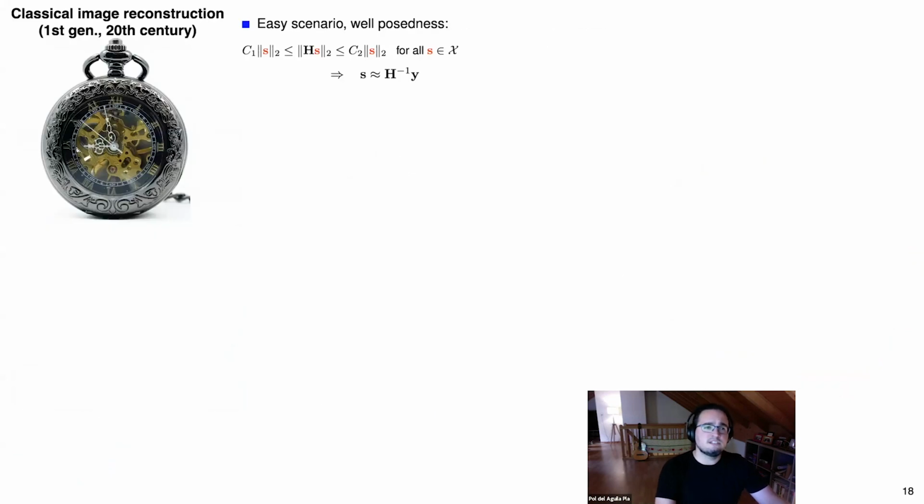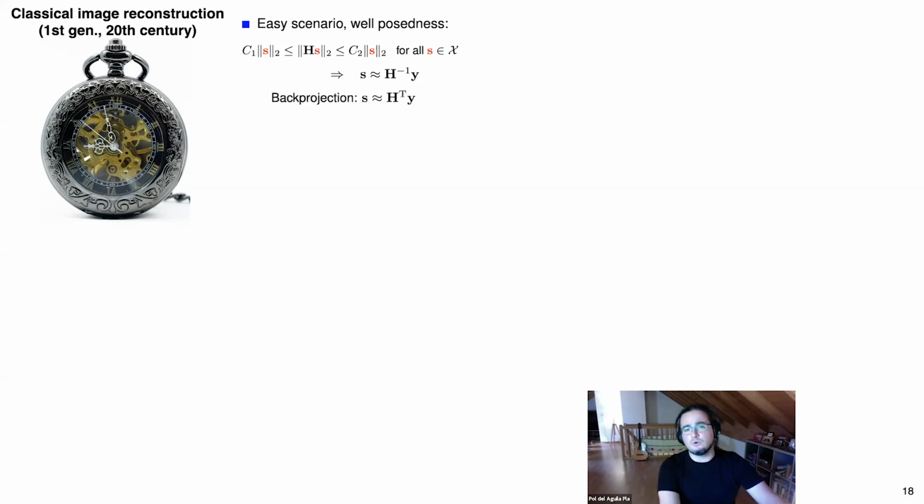So first generation methods for image reconstruction start off from the assumption that our problem is well posed. What does that mean? Well, this condition here basically is saying that we don't have a null space to speak of in the operator H. So that means that the norm is sort of equivalent in the space that H brings you to and the original space of the signal. So this would be sort of an equivalent of saying, okay, just invert the matrix H.